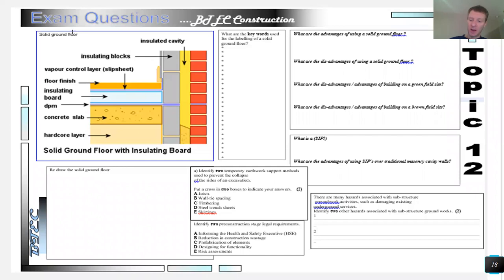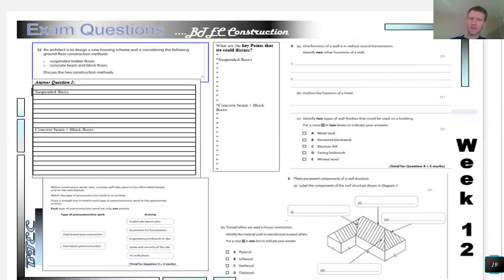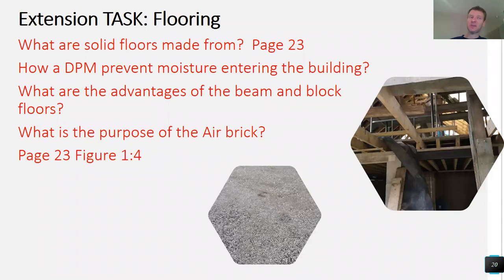Last but not least, we've got a range of exam questions that you can give a go. What are the key words? Can you redraw the solid floor? What are the advantages and what are the disadvantages? Okay, there's a range of questions there. And same again, we've got some more questions here. With an exam question at the end, an architectural design for a new house. Can you explain the advantages or disadvantages of the different flooring methods? So as always, have a look at these questions, give it a go. And if you do get some time, try the extension tasks.